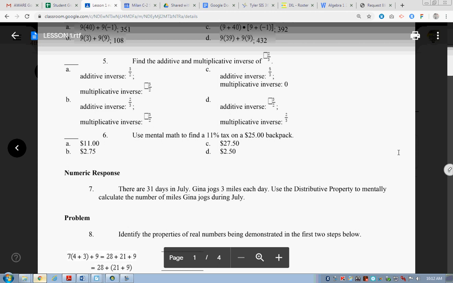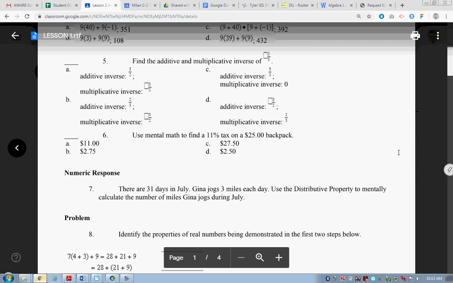So that should be negative 2/3. I know it doesn't look like that. Sorry about that. Negative 2/3. What is the additive inverse of negative 2/3? Again, it should be something that I'm going to add to it that is going to equal what?